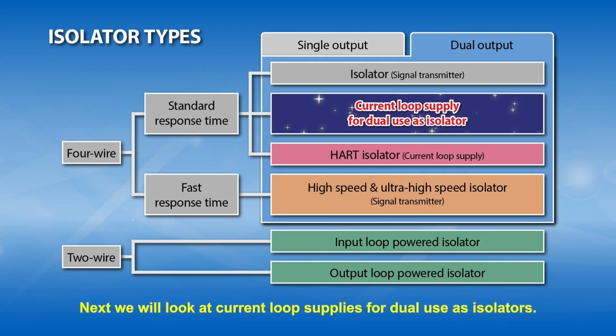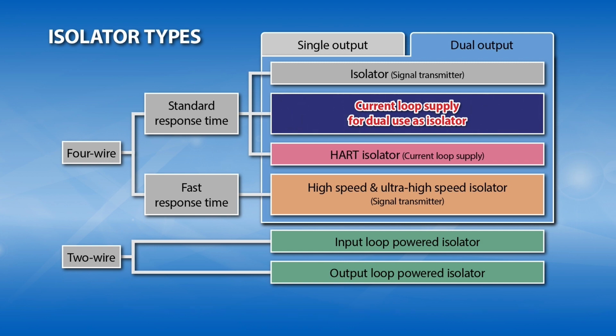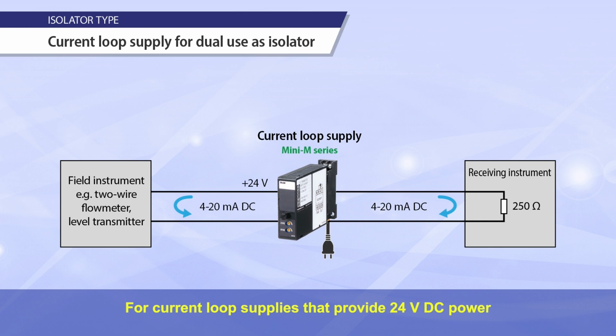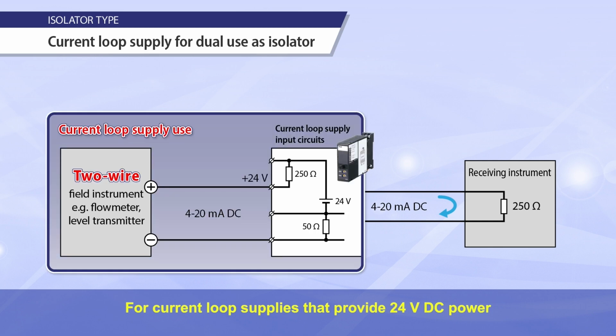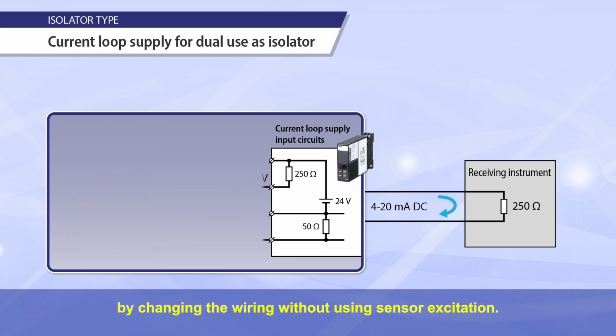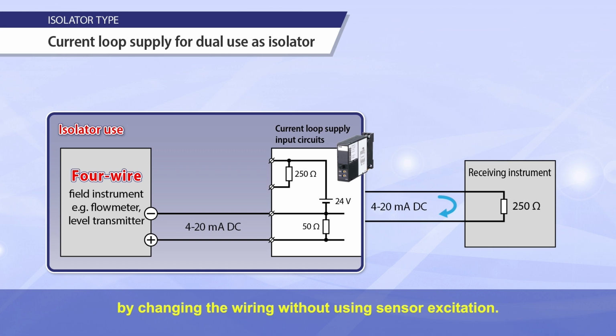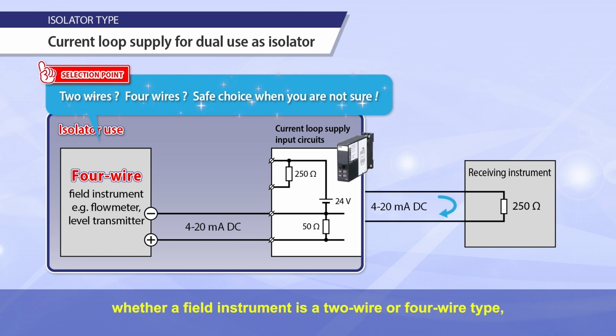Next, we will look at current loop supplies for dual use as isolators. For current loop supplies that provide 24-volt DC power to two-wire transmitters, such as flow meters and level transmitters, there are products that can also be used as isolators by changing the wiring without using sensor excitation. This is useful for cases such as when you don't know whether a field instrument is a two-wire or four-wire type, but want to arrange for an in-panel instrument ahead of time.